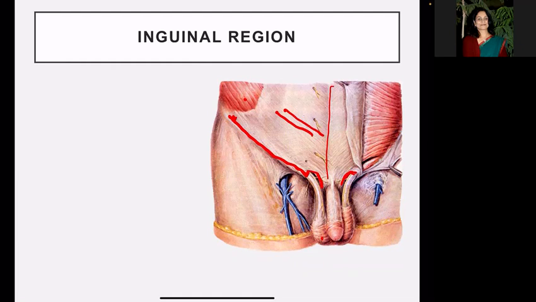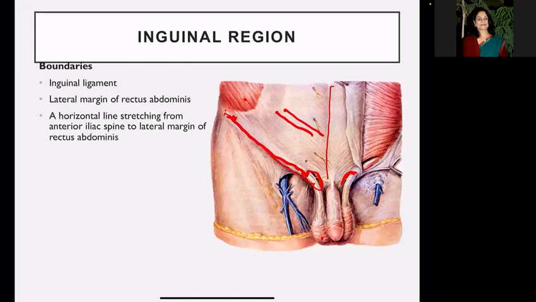So the inguinal region is the region in the groin, extending from the pubic tubercle to the anterior superior iliac spine, a triangle around. This is the inguinal region.